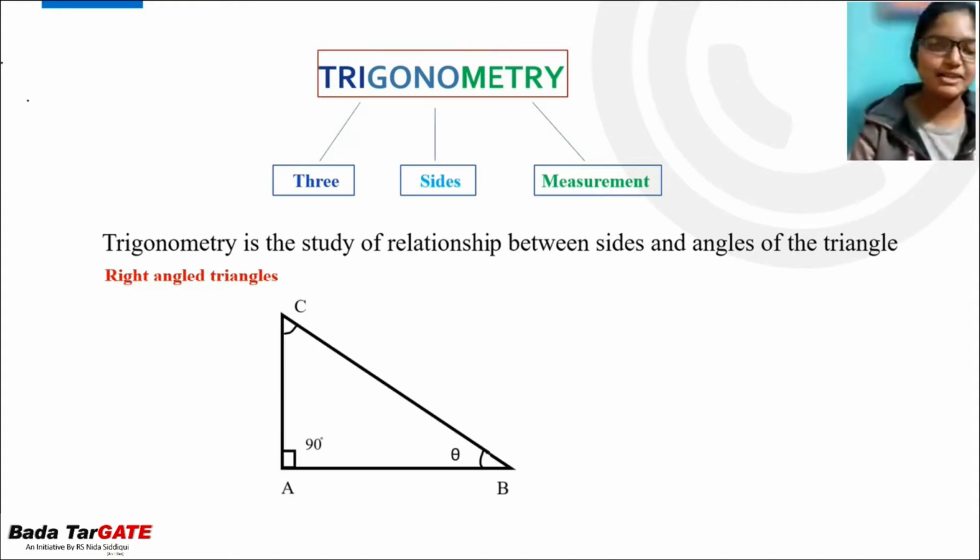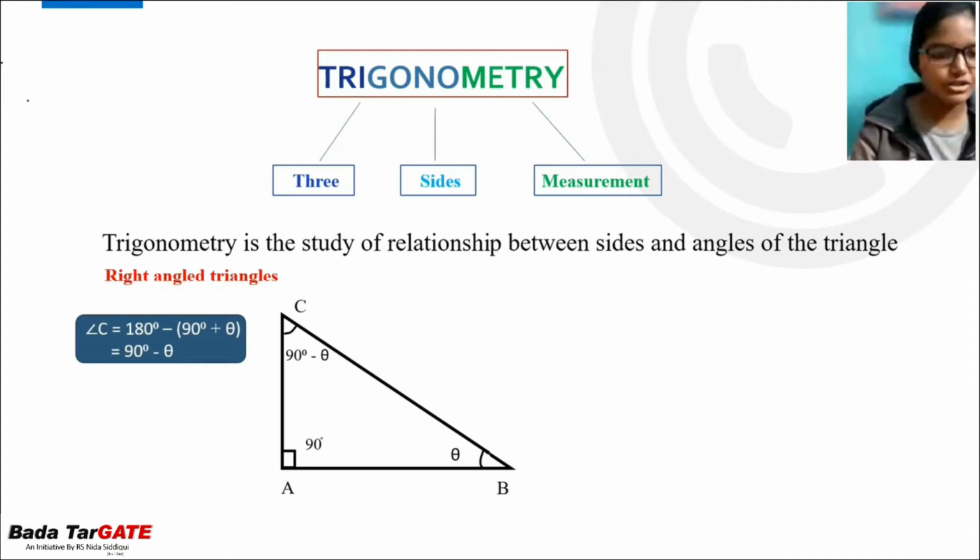So here's a right angle triangle ABC. Angle A is of 90 degree and angle B, let's say theta. Now what should be angle C? Any guesses? Of course, it is 90 degree minus theta. Now how is it calculated? We all know that the sum of all the three angles of a triangle is 180 degree. So the calculation should be 180 degree minus angle A plus angle B, that is 180 degree minus 90 degree plus theta, which gives us 90 minus theta.